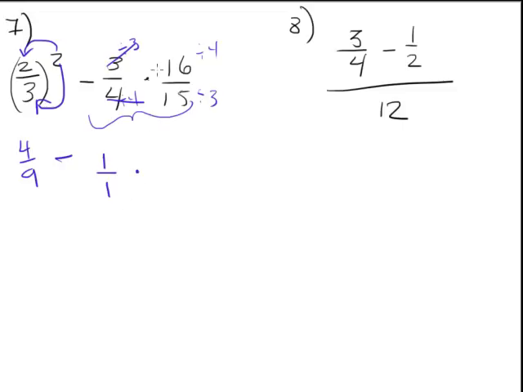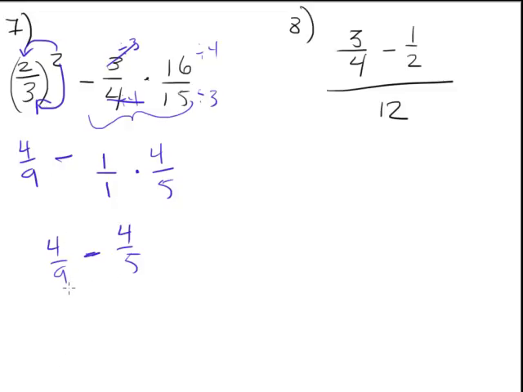Then multiply by 16 divided by 4 is going to give me 4. 15 divided by 3 is going to give me 5. Okay, so basically when I multiply this through, I'm still just going to get my 4 over 5. Then I have here my 4 over 9, bring down that negative sign. And this is the last thing that I have to work out.